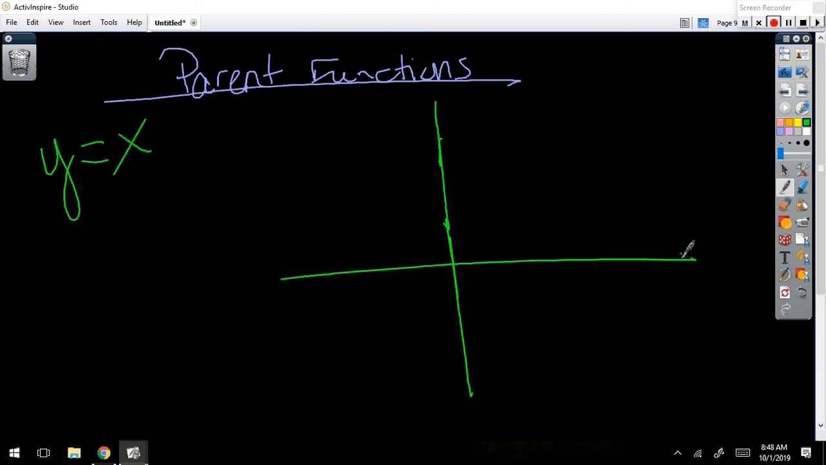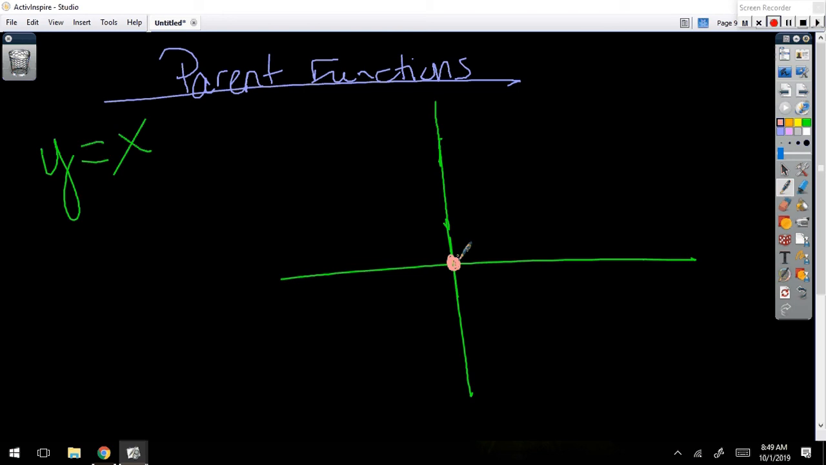Y equals x. Anybody? It's just a straight line, but how do you graph it? If I gave you a test right now and I said graph this line, what's the first thing you would do? 0. You're absolutely right. 0 is the y-intercept. I would put a point at 0. Then what do you do?